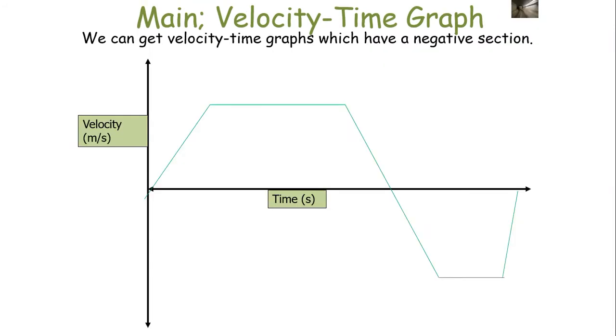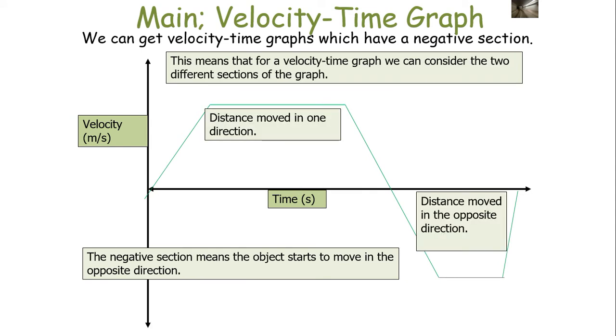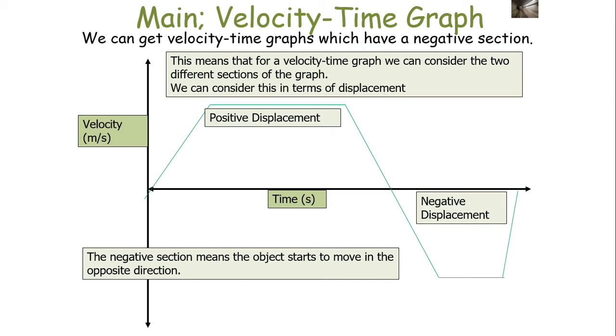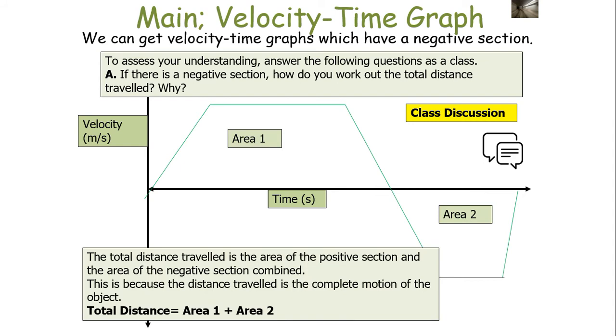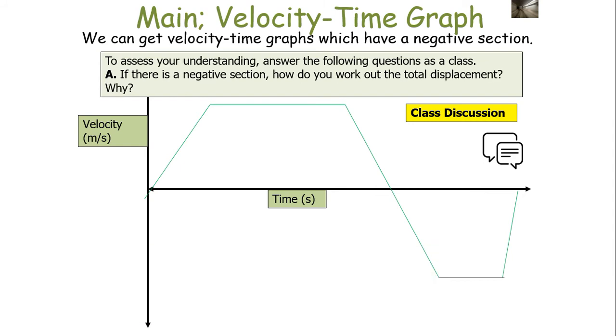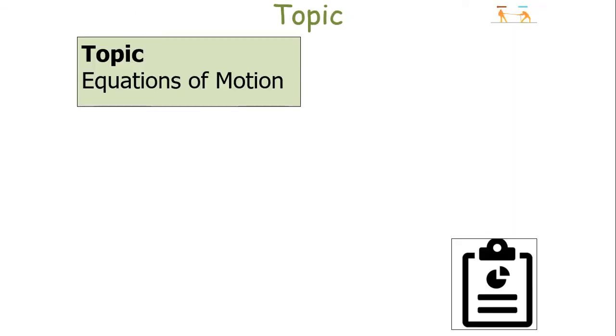So we can actually have velocity time graphs with a negative section. So what does the negative section mean? Well, the negative section means the object's moving in the opposite direction. So that's in one direction in the positive and the opposite direction in the negative. So that's a positive displacement, then a negative displacement. Now, if you wanted to work out the total distance, because distance is a scalar and has no direction, you just add them. But if you wanted to work out the total displacement, you've now got to consider the minus. So to work out the total displacement, you subtract the two areas.